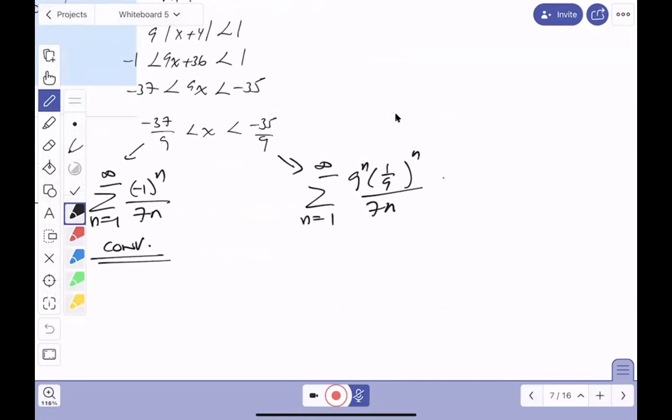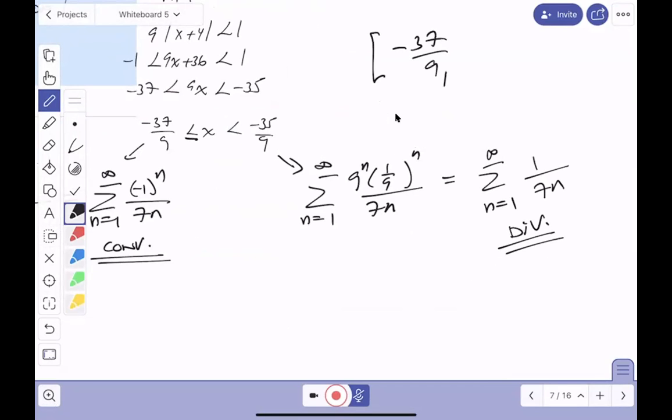Whoops, sorry about that. This would be the sum n equals 1, by the way, this gets included. Sorry, I should have put that down before, to infinity. And this would be 1 to the n, which is just 1 over 7n, divergent, related to the harmonic series. So I got my interval. My interval is going to be from minus 37/9 up to minus 35/9, not included.